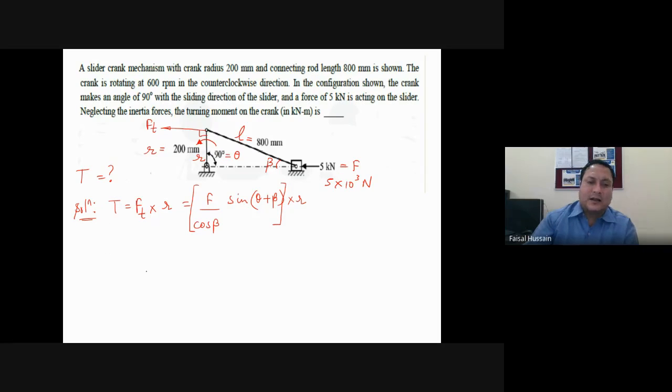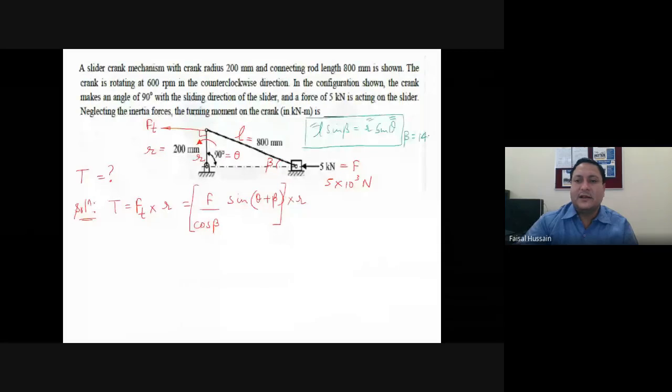Now here you can see that we know the value of crank angle theta, but we don't know the beta term. So again, as I have explained, L sine beta equal to R sine theta. Very important relation. L you know, R you know, you know theta. So from here you can find out beta, and it is somewhat 14.47 degree.